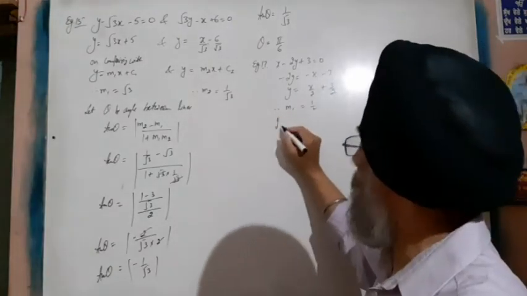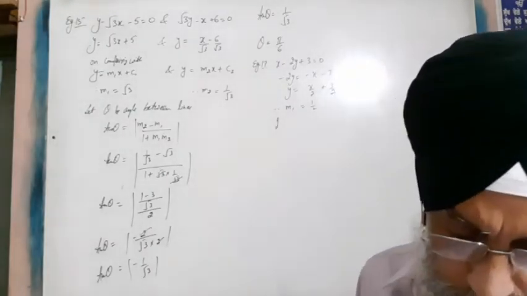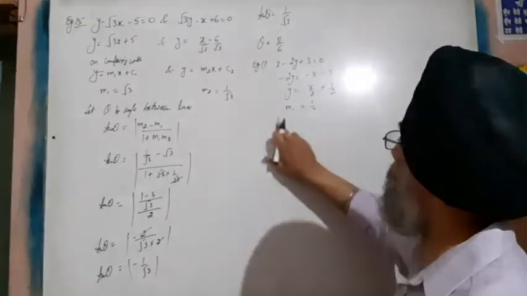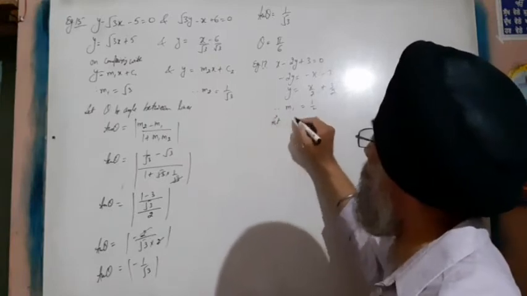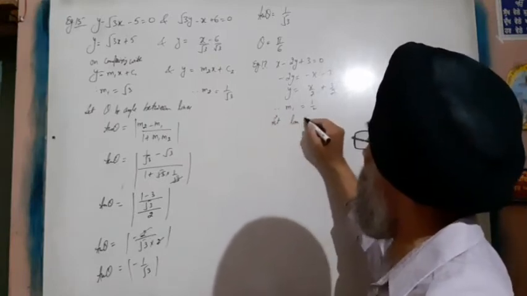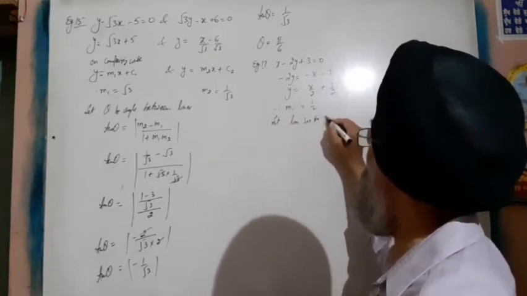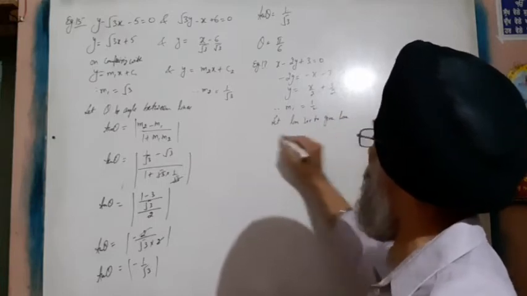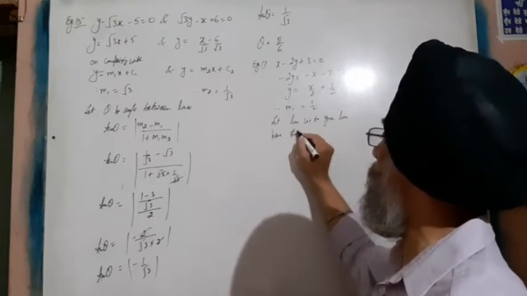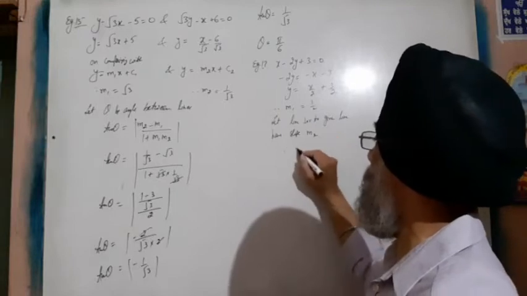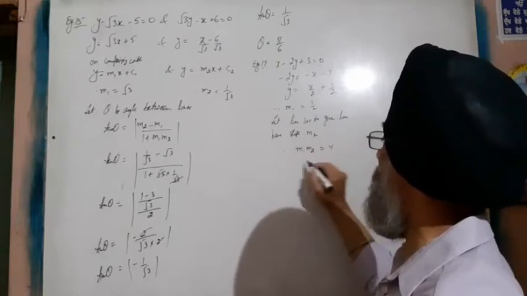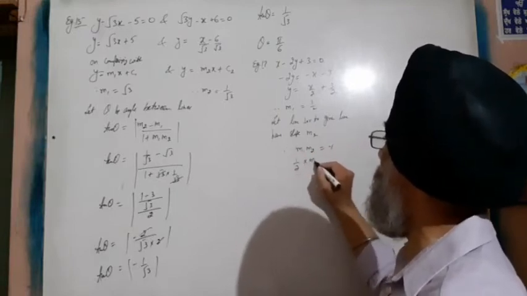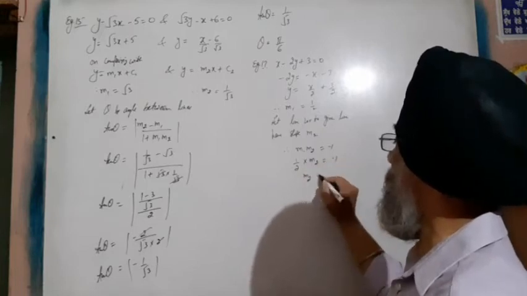Now we have to find the line perpendicular to this line. So what will we take in this? Let the line perpendicular to the given line have slope m2. Therefore m1 m2 is equal to minus 1, half into m2 is equal to minus 1, m2 is equal to minus 2.